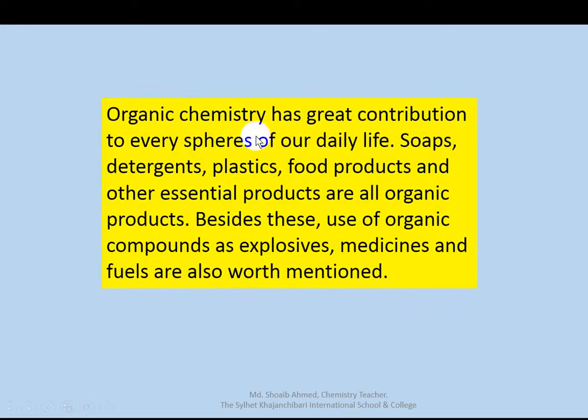Organic chemistry has a great contribution to every sphere of our daily life. Soaps, detergents, plastics, food products like protein, carbohydrate, vitamins, all are organic products. Other essential products are all organic products. Besides this, organic compounds are used as explosives, medicines, life-saving medicines, and fuels. These are organic substances.